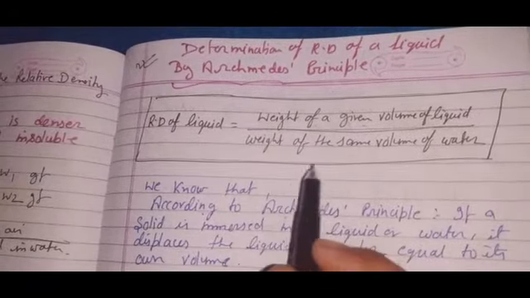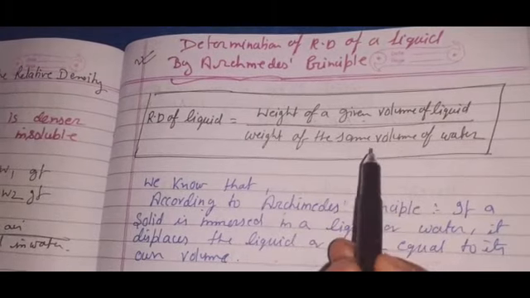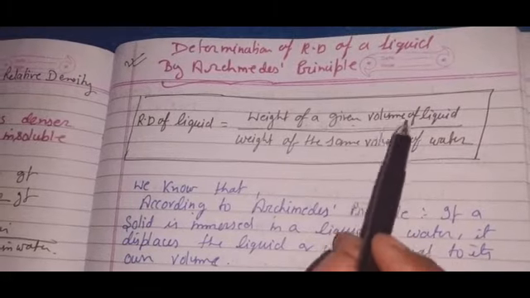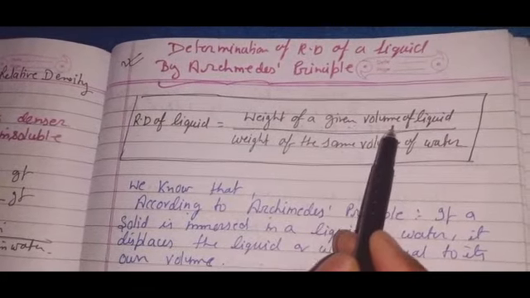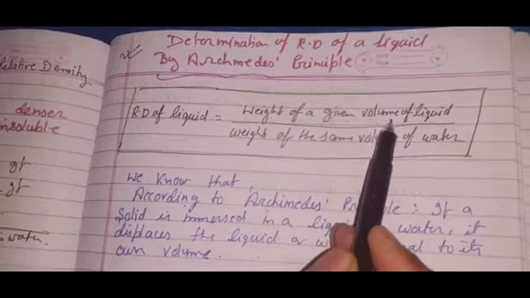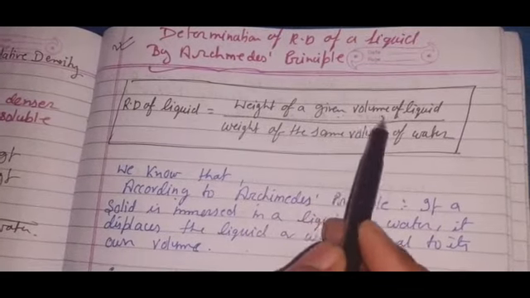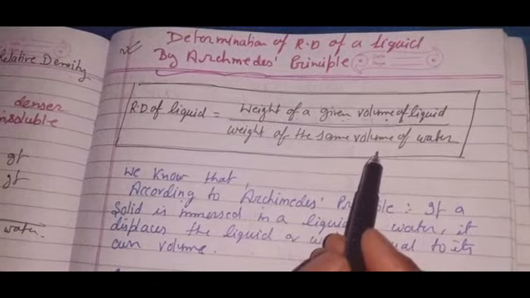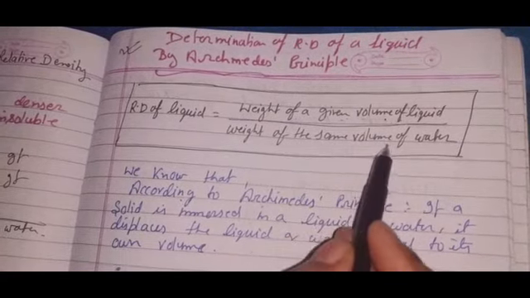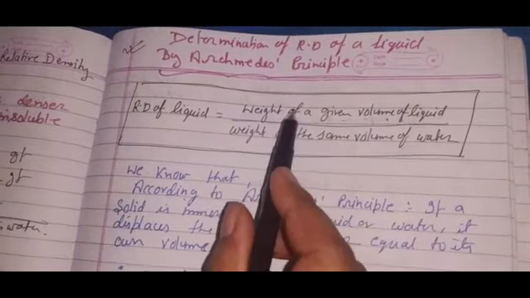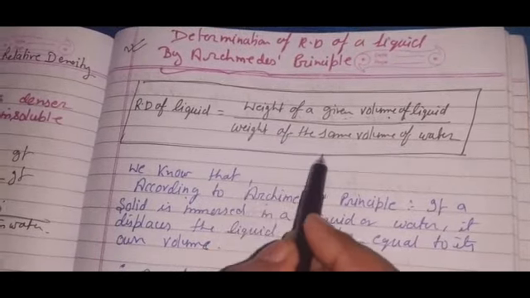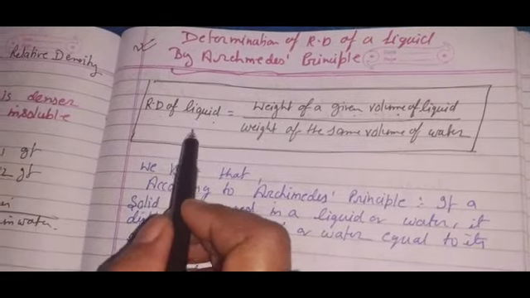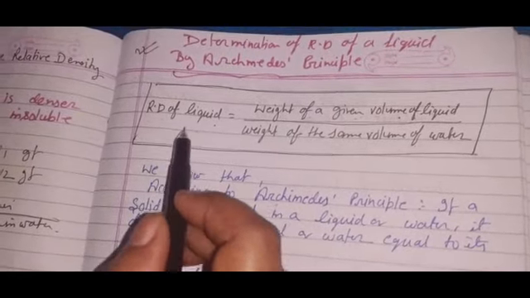For example, if someone asks you to find the RD of kerosene, what will you do? You take 1 liter of kerosene and weigh it. Note down the weight of the kerosene, and now take 1 liter of water, weigh that also, note down the weight of 1 liter of water, and then divide. Put the values here and divide, and you will get the RD of the liquid, the RD of benzene, kerosene oil, or any wine, alcohol or other liquid.